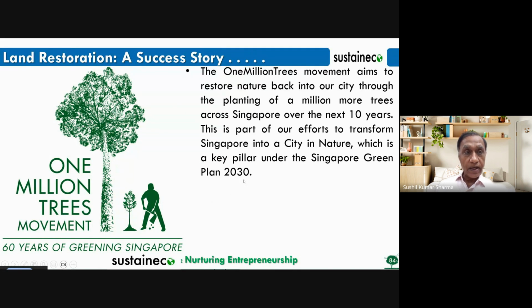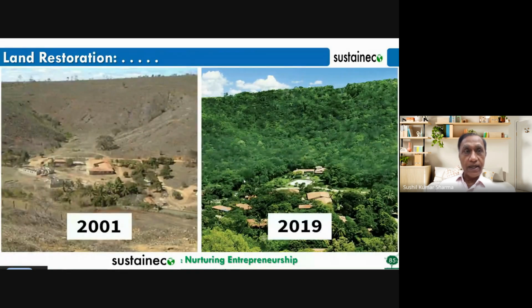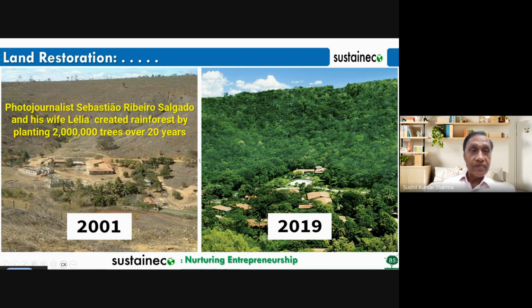Likewise, Singapore has come up with a 1 million trees movement, and they are in fact enriching the ecosystem in Singapore. So great work is happening the world over. This is one of the unique examples of restoring hilly barren terrain into lush green area. Herein, photojournalist Sebastião Ribeiro Salgado and his wife Leela created a rainforest by planting 20 lakh trees, that is 2 million trees, over 20 years. So each year they kept planting 1 lakh trees, and see the outcome.